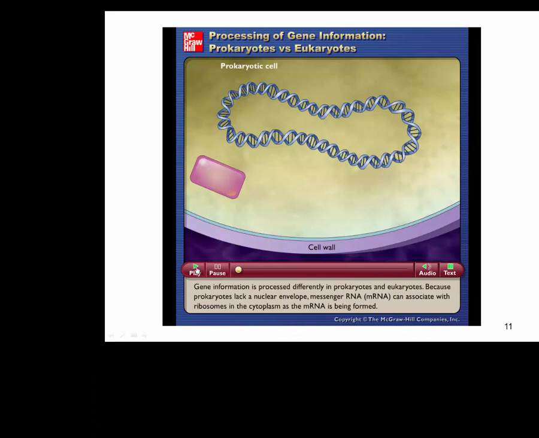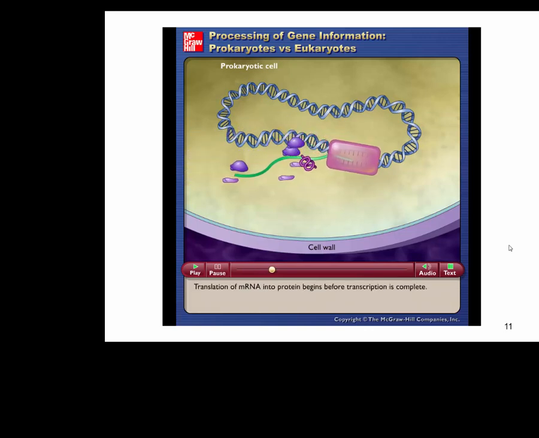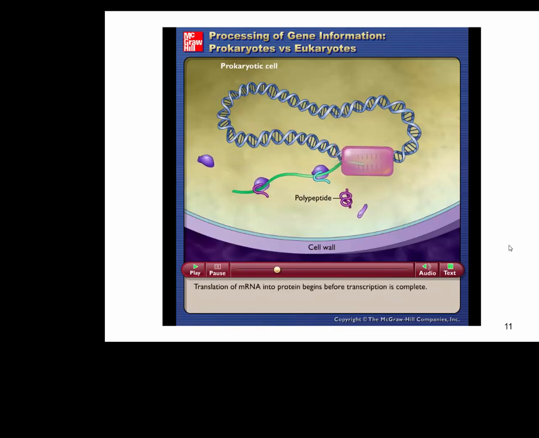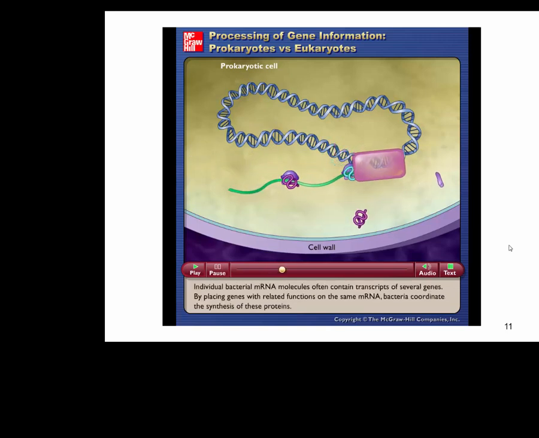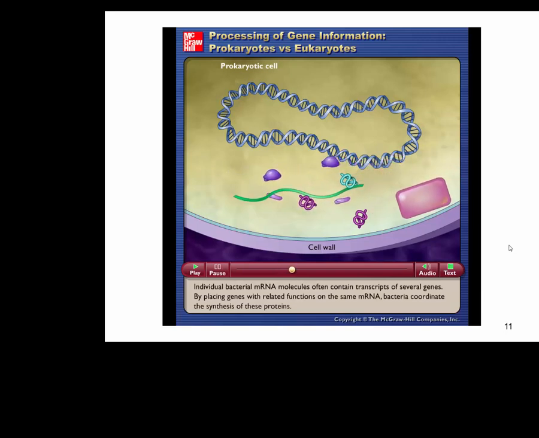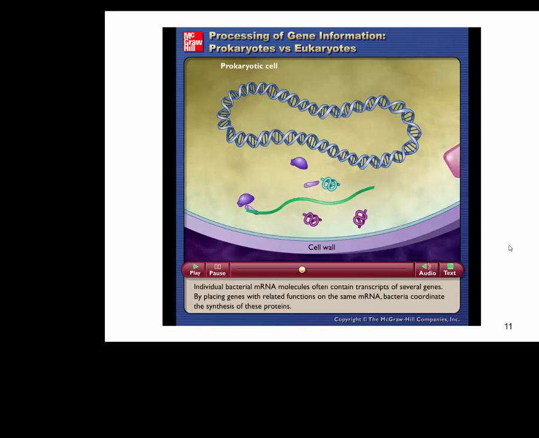Gene information is processed differently in prokaryotes and eukaryotes. Because prokaryotes lack a nuclear envelope, messenger RNA, mRNA, can associate with ribosomes in the cytoplasm as the mRNA is being formed. Translation of mRNA into protein begins before transcription is complete. Individual bacterial mRNA molecules often contain transcripts of several genes. By placing genes with related functions on the same mRNA, bacteria coordinate the synthesis of these proteins. These clustered genes are referred to as an operon.